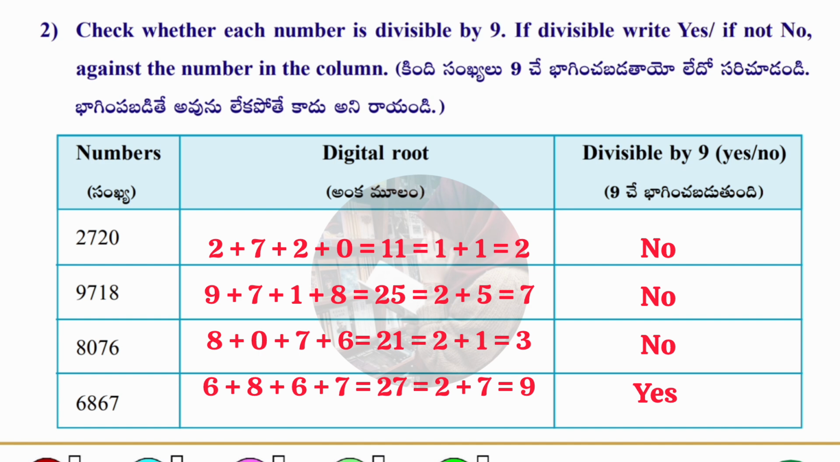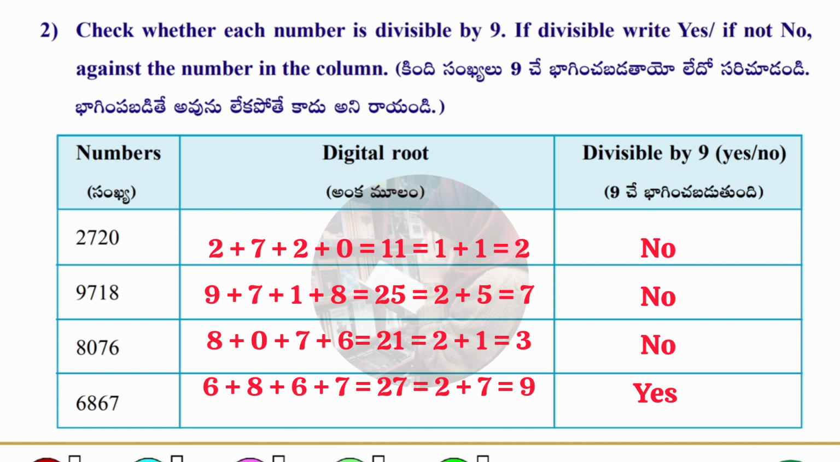Next number, 8076. We'll do the addition, 8 plus 0 plus 7 plus 6, which is 21. Again do the addition, 2 plus 1, which is 3. Here we get 3 as the answer. So this 3 is also not divisible by 9. That's why write down no.